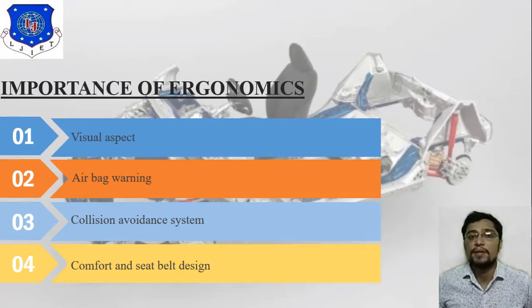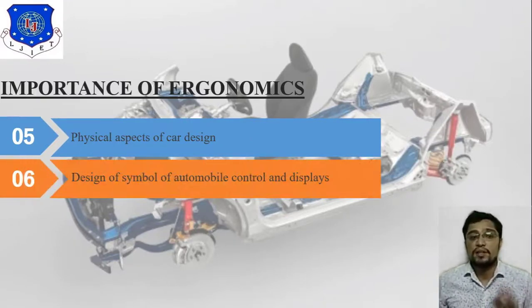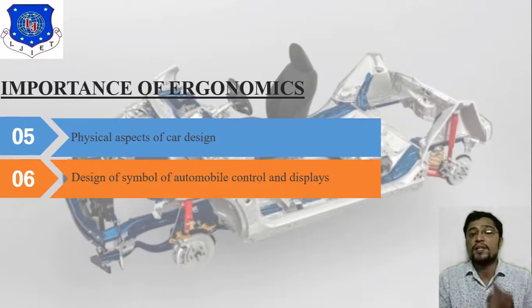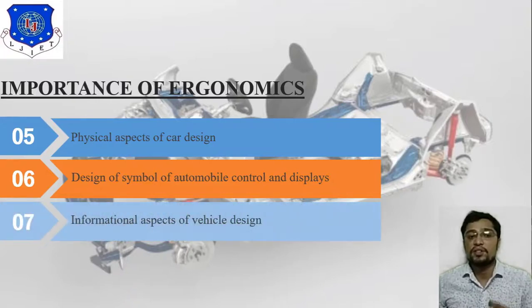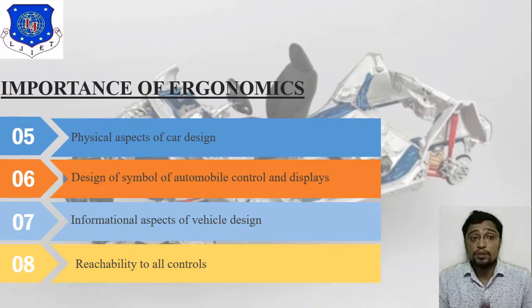Moving forward to the next slide. The fifth important one is the physical aspect of car design. Sixth is the design of symbols of automobile controls and displays, where you can take the example of the dashboard. Next is the informational aspect of vehicle design, and the last is reachability to all controls. This is the importance of ergonomics. Ergonomics is based on safety, either active safety or passive safety. So move forward to the next slide.